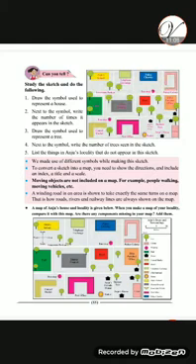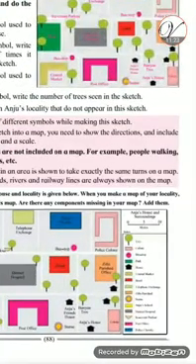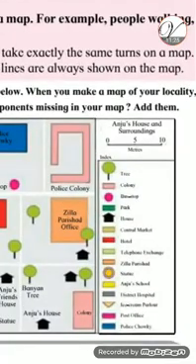When you make a map of your own locality, compare it with this map. You have to compare the map of your own area with Anju's house map. Are there any components missing in your map? Add them. See here, some symbols are represented here.